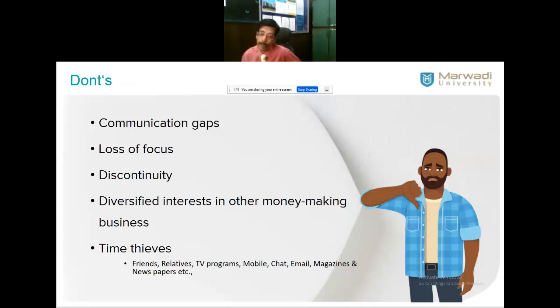That's important. Discontinuity, diversified interest, money making. I have a parallel business, sir, evening 5 to 7. Okay, you may have appreciated, but try to postpone it for a couple of years, once you arrive at some sort of solution or the interiors of the research. There are some time thieves. You have to identify your friends, relatives, favorite TV programs, mobile chat, email, magazines, newspapers, etc.